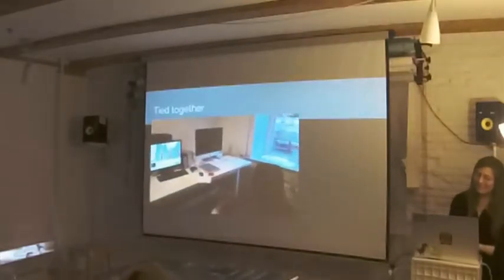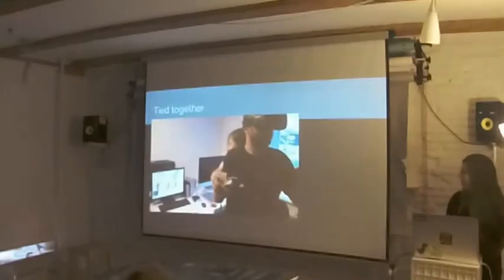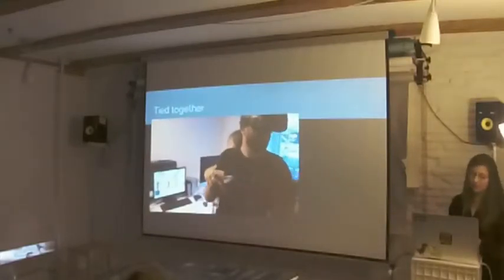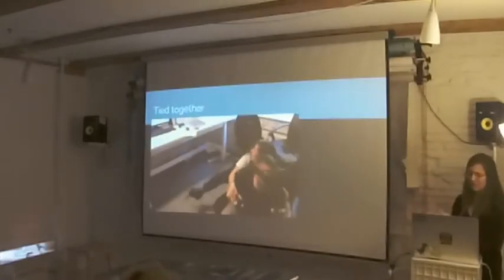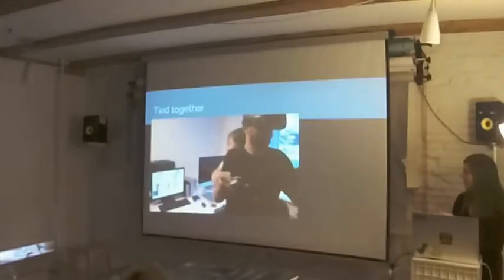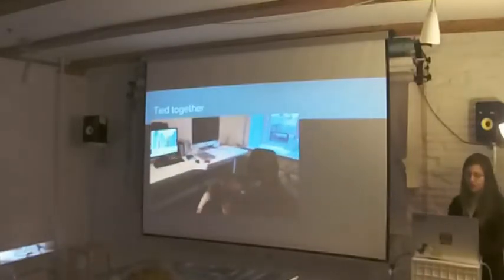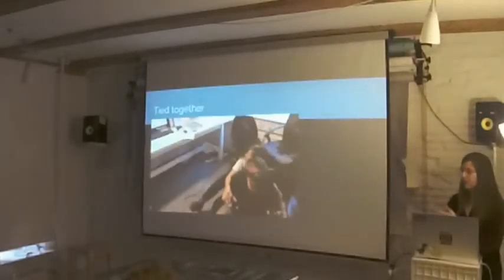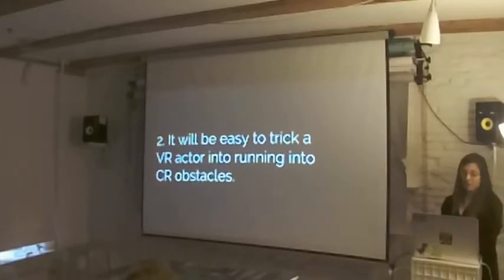So it turned out that movement was super hard to coordinate. You fall over. It was really difficult to determine who was controlling who, you kind of felt like a puppet, and you always had to have your head turned around to look at the screen if you wanted to control or see what was going on. So, hypothesis disproven. Number 2, it will be easy to trick a VR actor into running into CR obstacles.